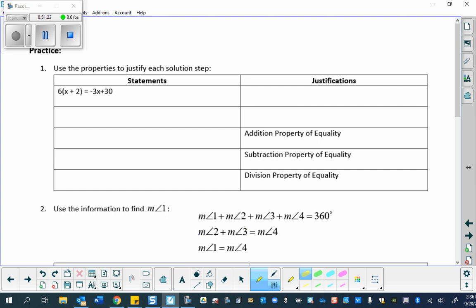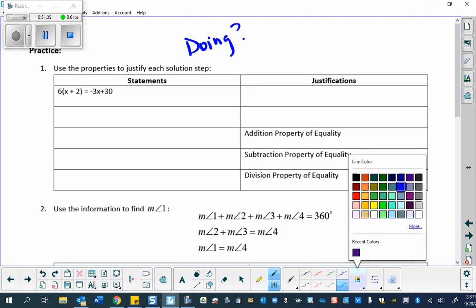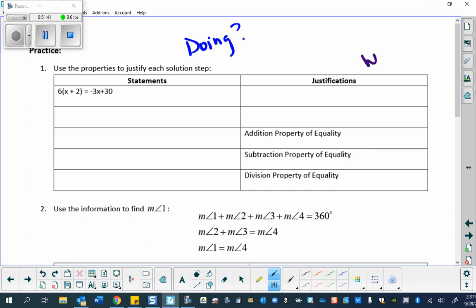We're going to start doing this with something you already know how to do: solve an equation. Your statement is always going to be first, and your statement is what are you doing? Your justification is going to come second, and your justification is like, who says you can do that? Why are you doing that?